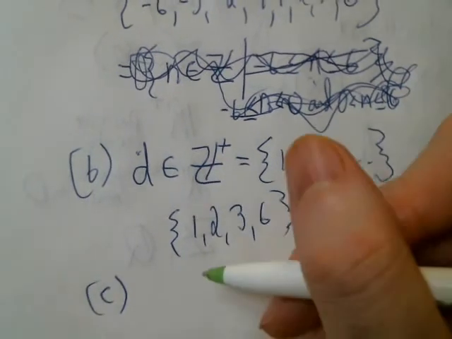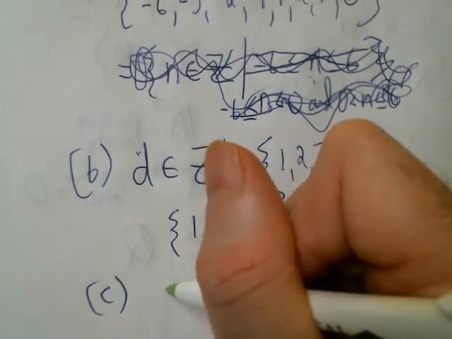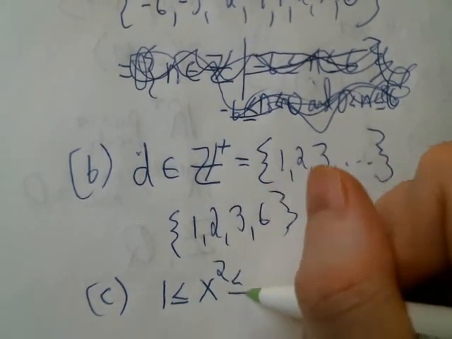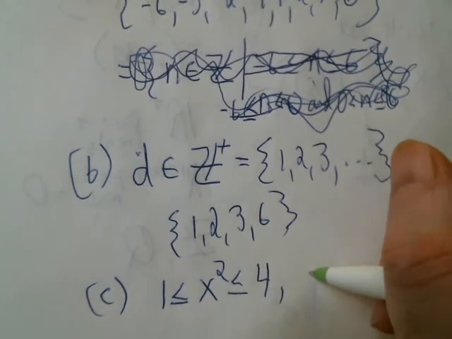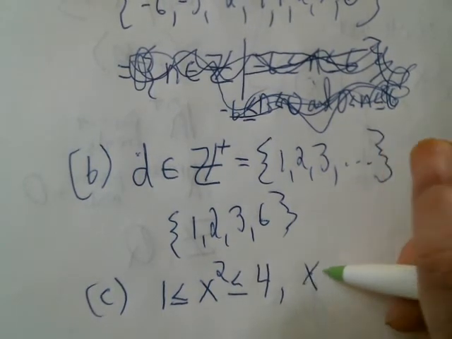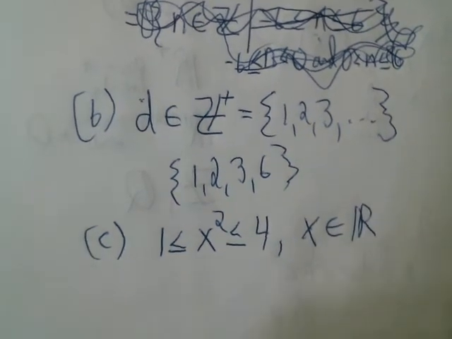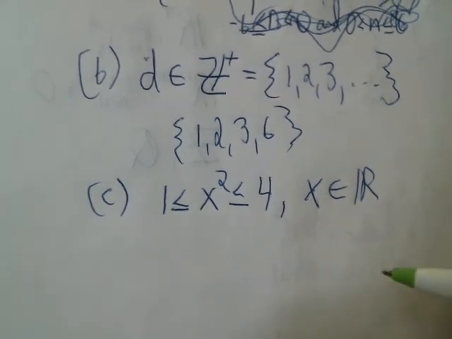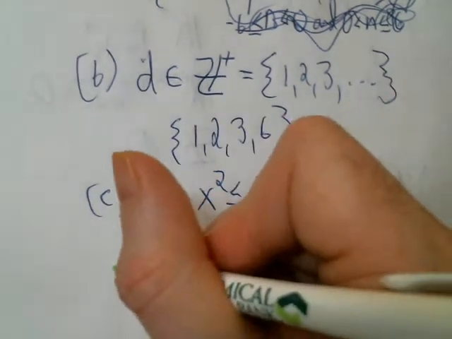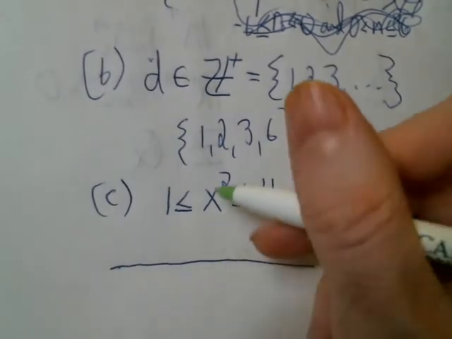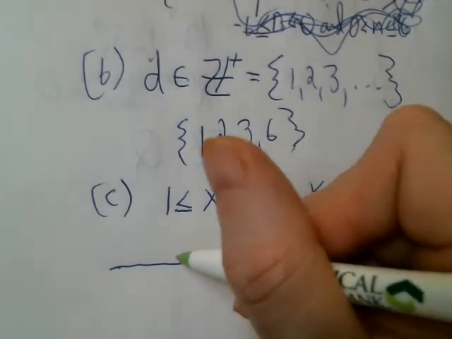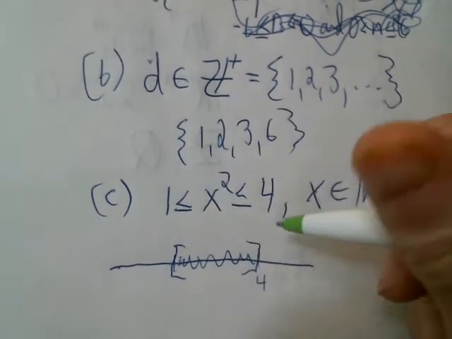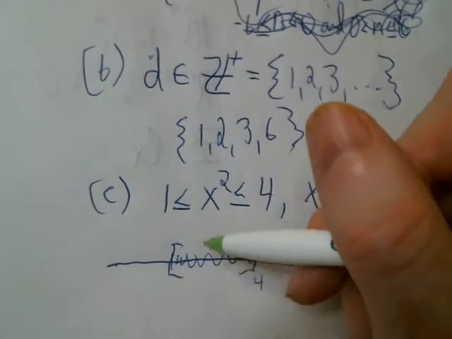Okay, part C. Now the predicate is going to be the numbers x such that x squared is greater than or equal to 1, but less than or equal to 4. And here the domain, x needs to be in the real numbers. Okay, so this time it's just going to be an interval, right? So you can draw a number line if that helps. So I need the numbers that are in between 1 and 4, and you can include these.